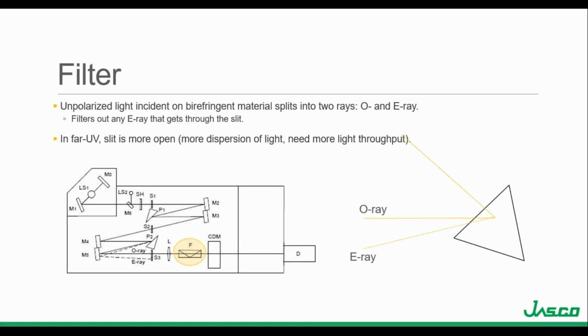And the most common CD application is secondary structure, which is monitored in the far UV. So if there's more dispersion of light there, the slit has to open to accommodate those wavelengths. So this filter set is going to filter out any potential E ray that could get through those wider slits.